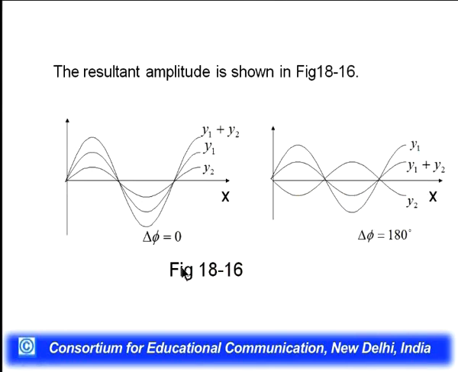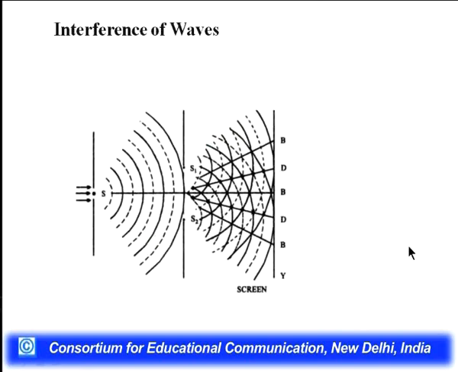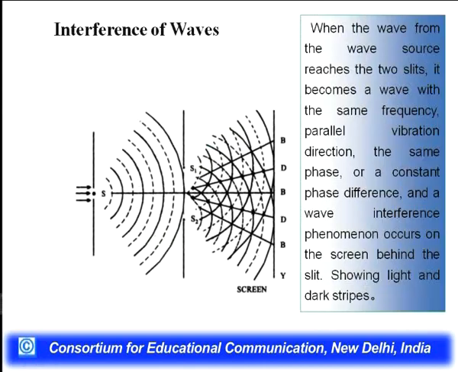For the resultant amplitude, this is wave 1, this is wave 2, and we take the resultant amplitude; it will be y1 plus y2 if they are in phase. If they are not in phase, then you see the amplitude is maximum in this case, and here the amplitude is minimum when Δφ is equal to 180 degrees. Now this is the diagram which defines the interference of waves.